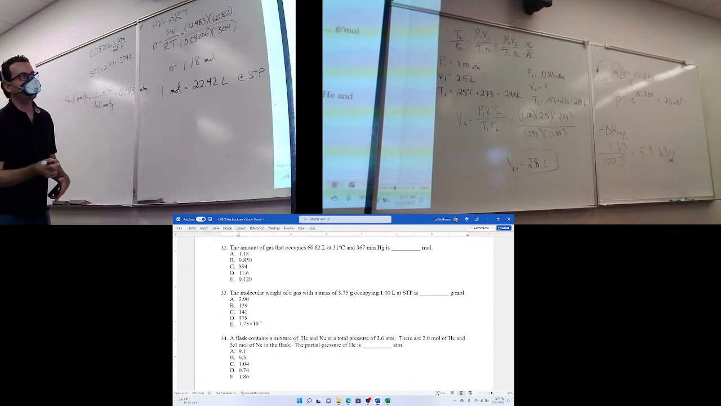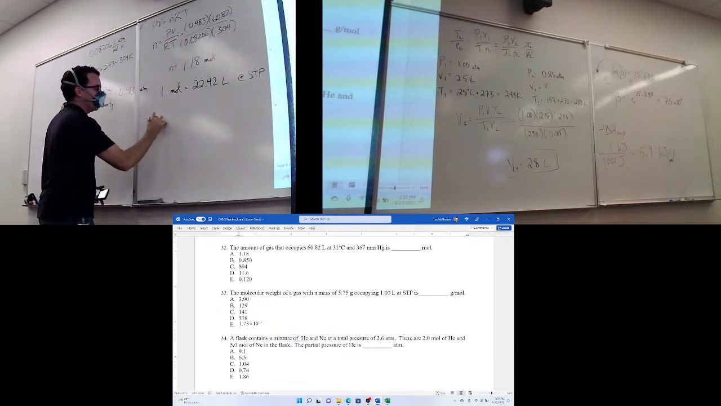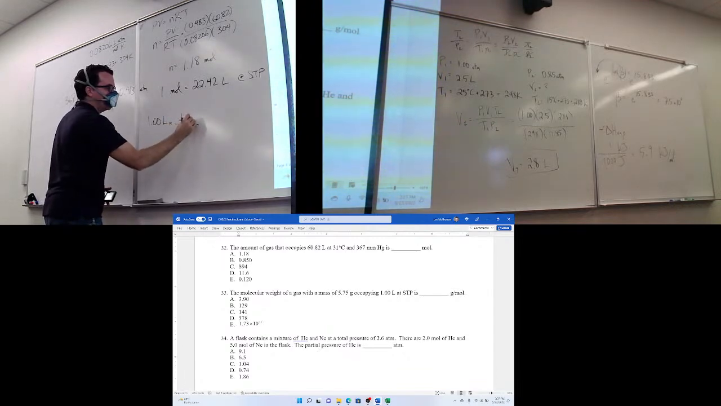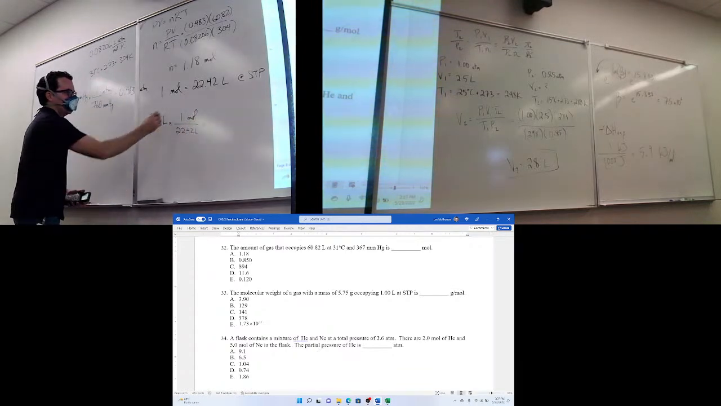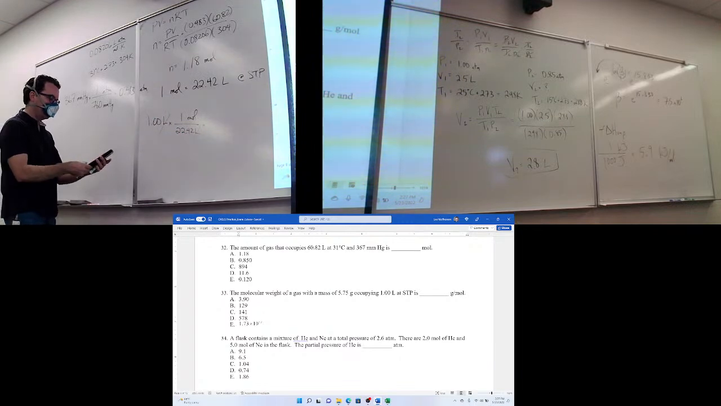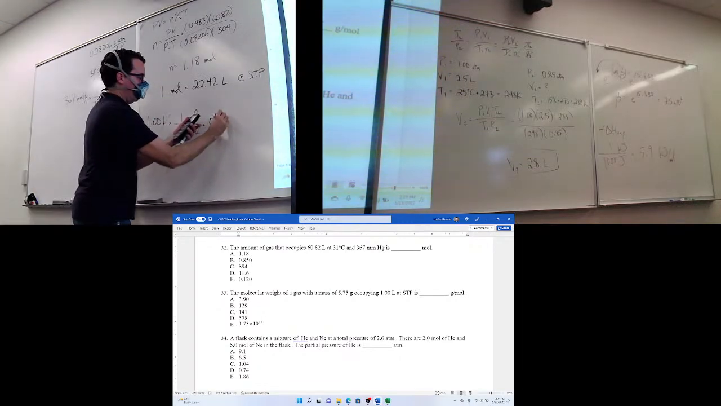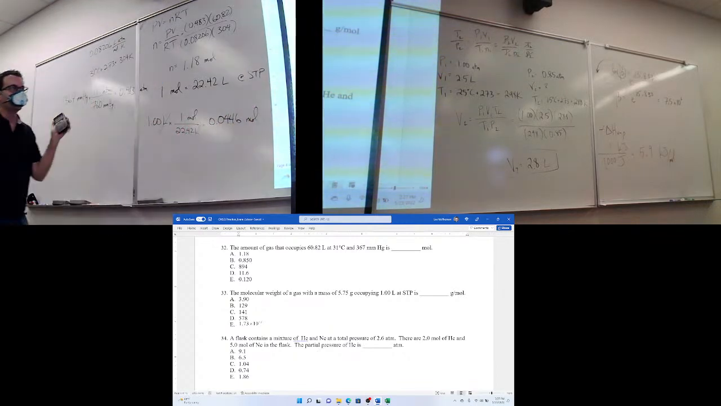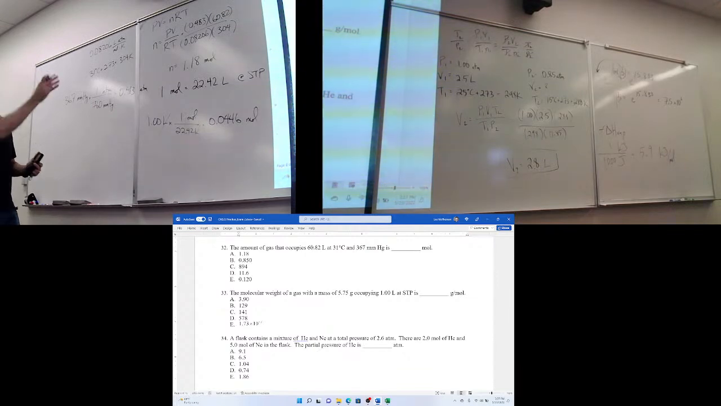So given that, if I've got 1 liter of a gas, well, I get 1 mole for every 22.42 liters. Look at that, those cancel. 1 divided by 22.42, I have 0.0446 moles of gas. That's it. That's a nice shortcut. I don't have to use PV equals nRT. And then that's the number of moles.